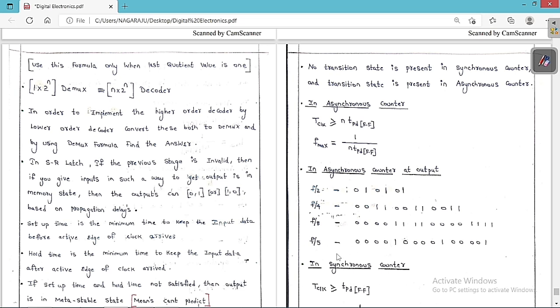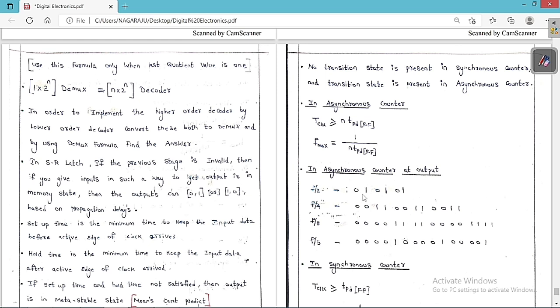So this is the important thing that you always have to keep in mind. The number of states repeating gives the clock frequency divided by that number. Two states repeating means F by 2. Here 4 states are repeating means F by 4. Here 8 states are repeating means F by 8. Here 5 states are repeating means F by 5. So this is what you always have to keep in mind for an asynchronous counter at the output: F by 2, F by 4, F by 8 and F by 5.